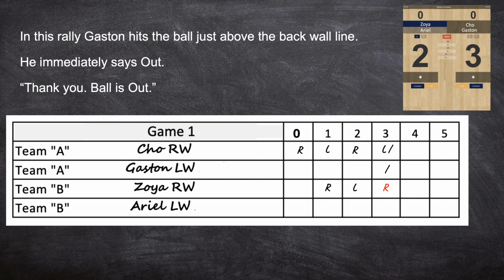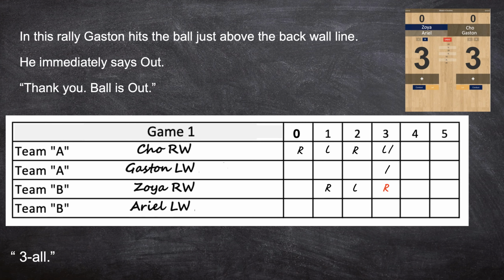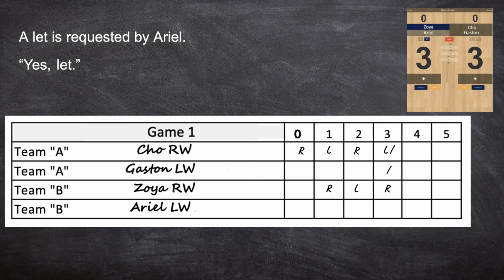Who is serving now? Zoya is still serving. Which box? Right to continue the rotation. What score? Enter R in Zoya's point column 3. 3-all. Gary, is all another one of these preferred terms? Yeah, it is certainly common rather than 3 each, 3-3, or tied at 3.